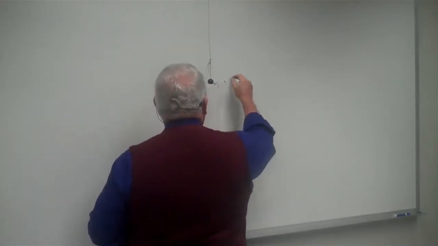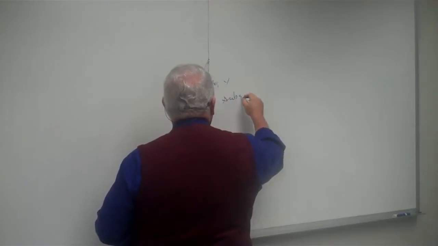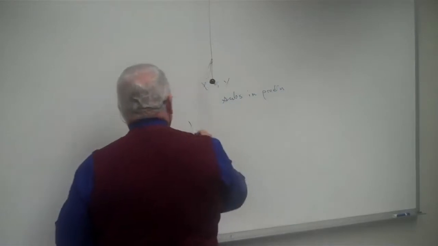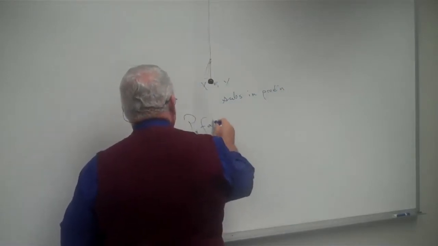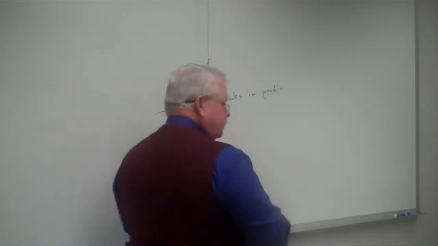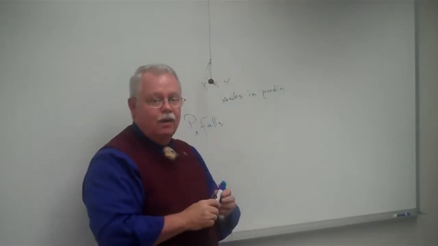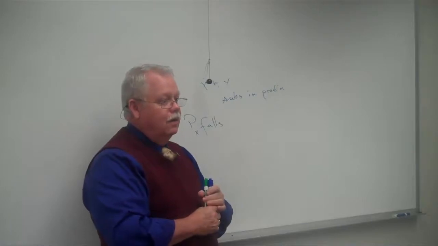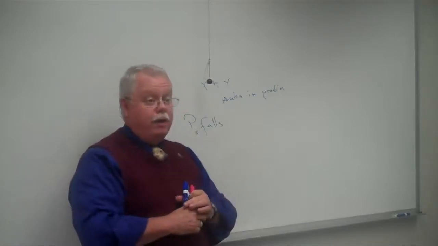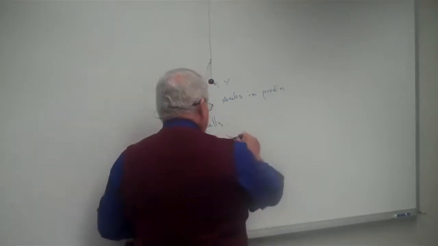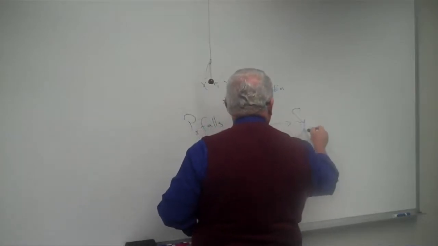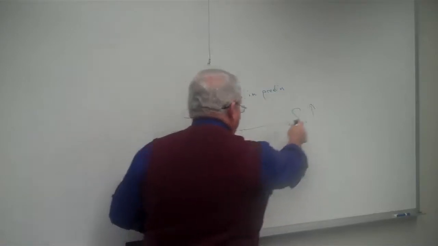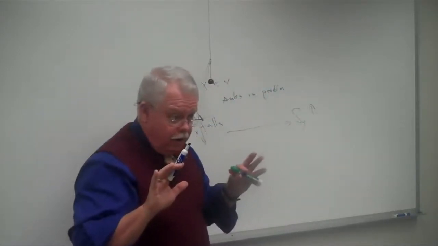X and Y are substitutes in production. When the price of X falls, the supply of Y rises. The supply of Y increases. The supply of Y goes the other direction. P of X falls, supply of Y increases. Okay so far?